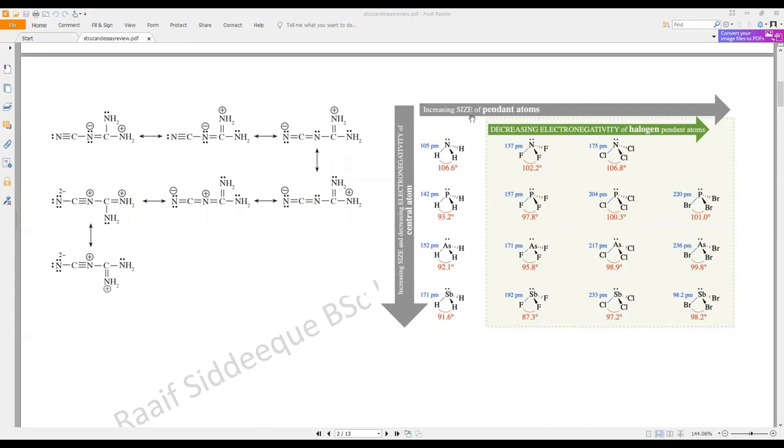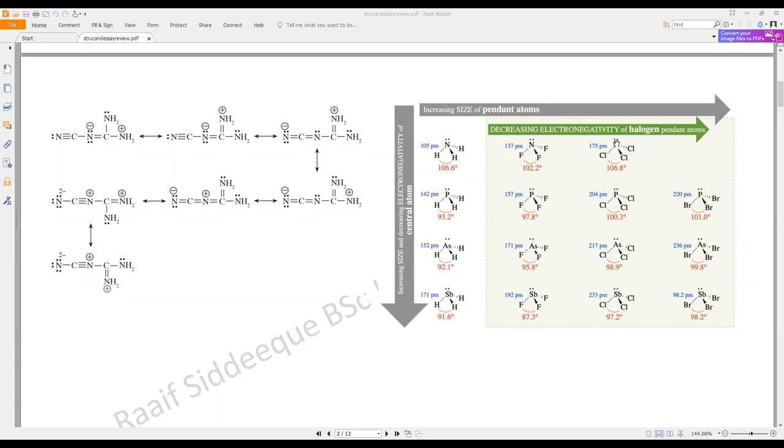Okay. Why? Because there is no change in the central atom. The only difference here is the ligands, whereas in the previous case there is a change in the central atom. So understand, increasing the size of the central atom and decreasing the electronegativity decreases the bond angle. But when you are in the same period with different elements, different ligands, and the same central atom, when there is a decrease in the electronegativity, there is a higher bond angle because the central atom is common here.